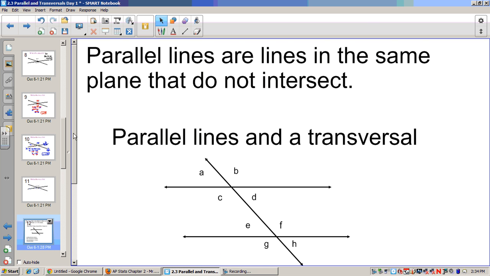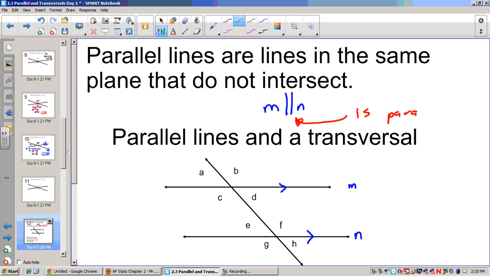All right. Parallel lines are lines that are in the same plane that do not intersect. So we can call this one M, this one N, and we'll say these are parallel lines. On a diagram, we'll show it by making an arrow on the line. We can write this in notation by saying M is parallel to N, where this symbol right here means is parallel to. Ooh, that 2 kind of got away from me there. Is parallel to.